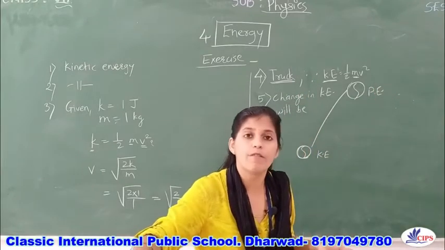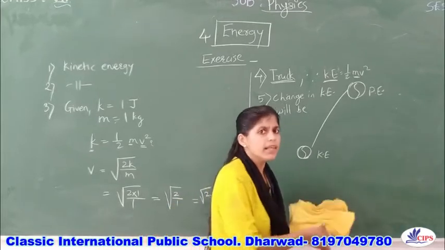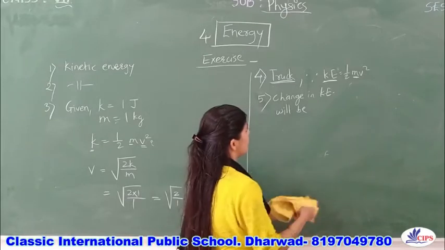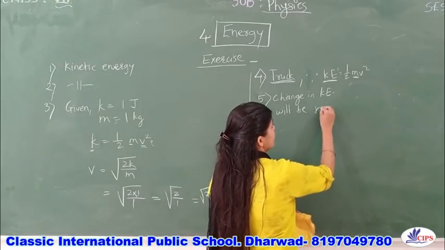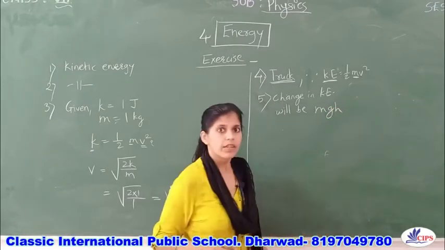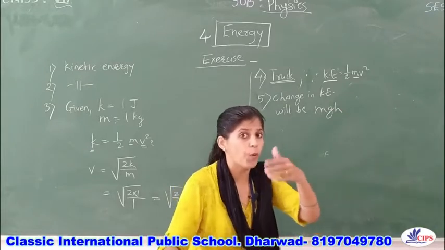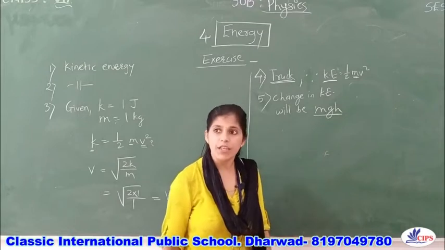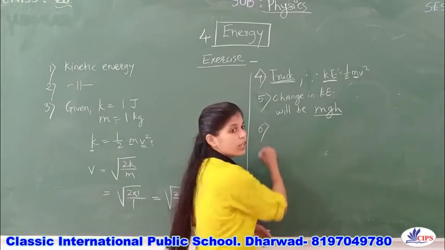So what will be the formula to find the PE, the potential energy? That will be mgh. Is it true? So your kinetic energy will obviously change now to mgh. All right. Now the sixth question, children.